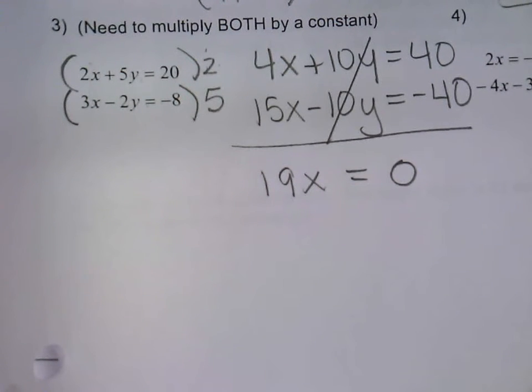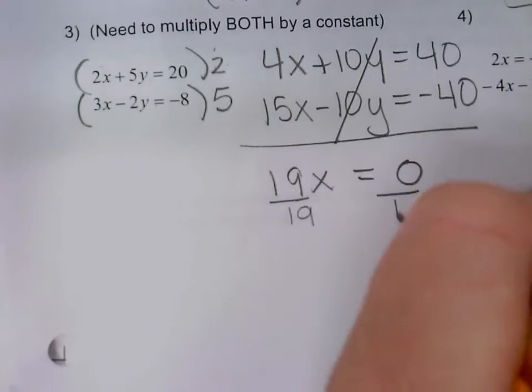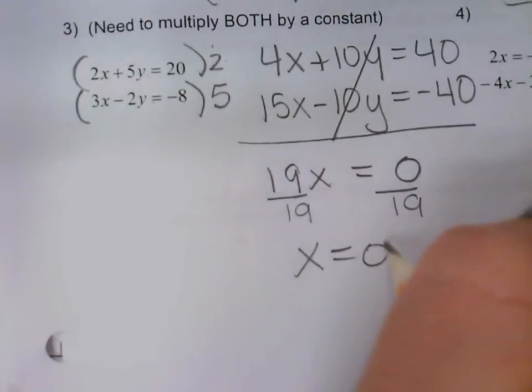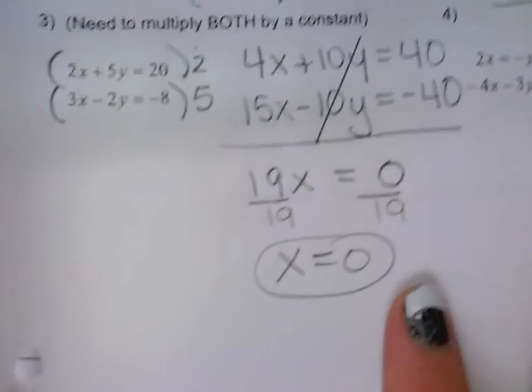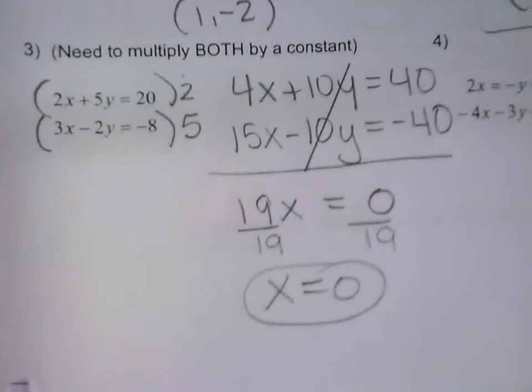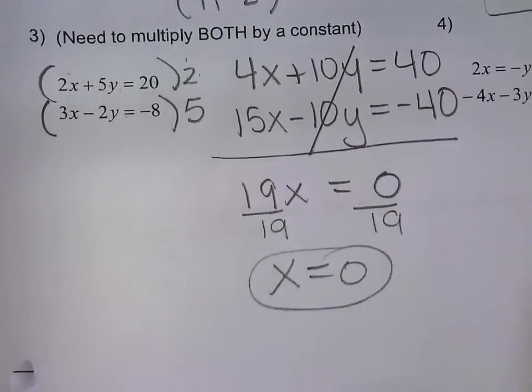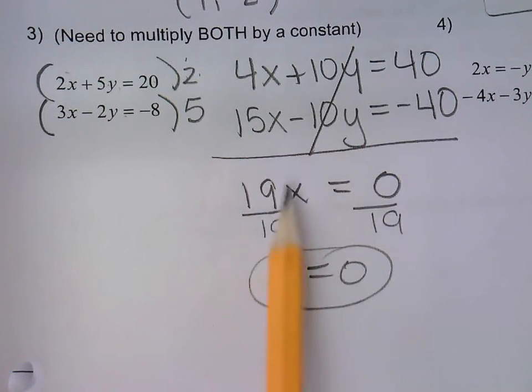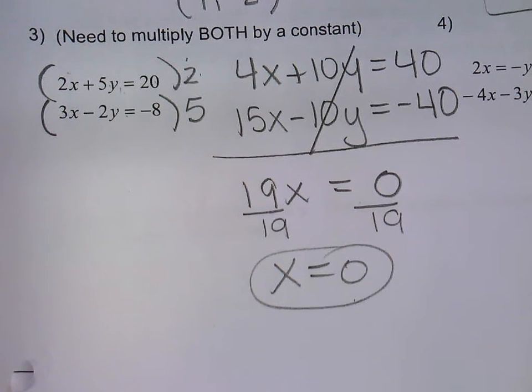What would x have to be? If 19x is 0, when I divide by 19, guess what? X is 0. X can be 0. 0 is a real number. It's allowed to be part of the solution. It's not no solution. So 0 is actually a solution. Right, we didn't eliminate all the variables, right? All right, so plug 0 back in to one of the equations and figure out what y would have to be.